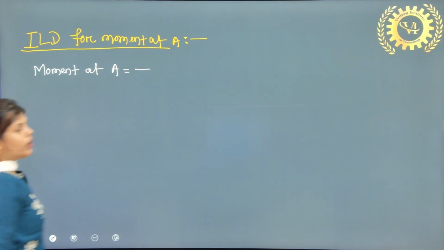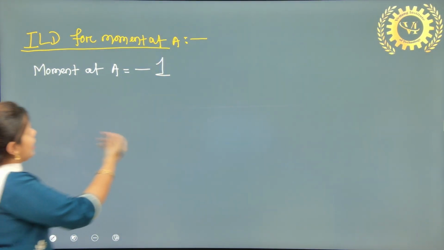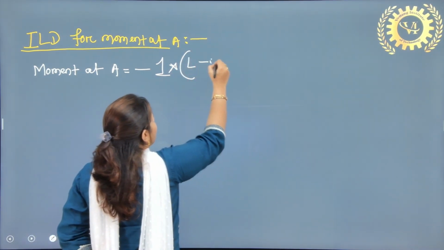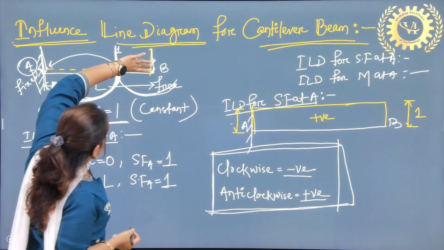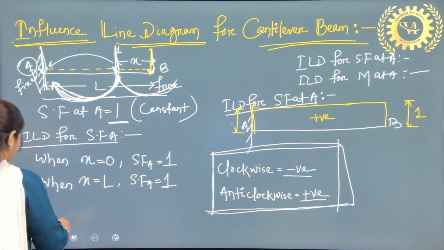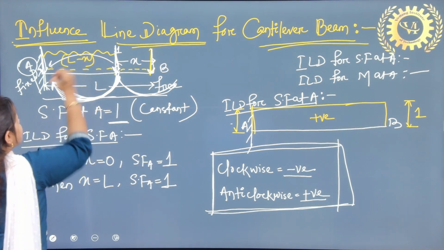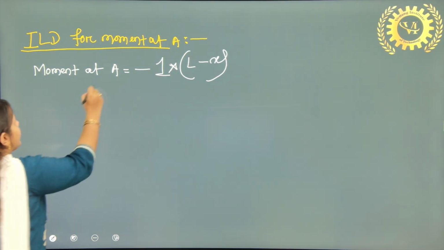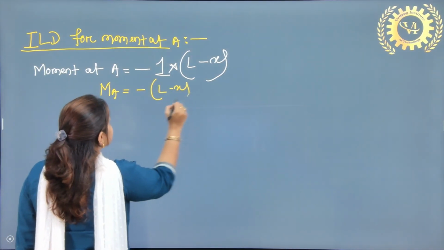So what we will do: first we will put a minus sign, then we will put the shear force value, and we know that shear force is multiplied by the distance. The distance is L minus x. See, if this is the x distance and the whole distance is L, then we need this distance, that is L minus x here. So I can write MA equals minus of L minus x.